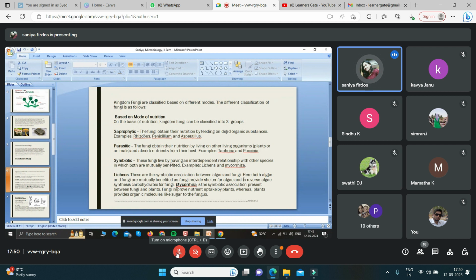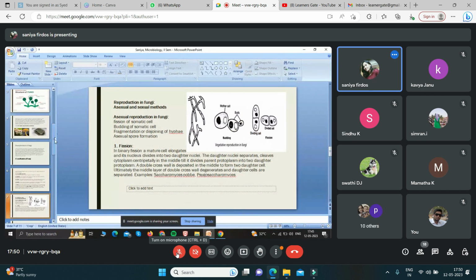If we see the mycorrhiza, it also has symbiotic association present between the fungi as well as the plants. The fungi improve nutrient uptake by plants, whereas the plants provide organic molecules like sugar to the fungus. If we talk about the reproduction of fungus, there are usually two methods, asexual and sexual. The asexual reproduction involves fission, budding, fragmentation, and disjoining of hyphae.